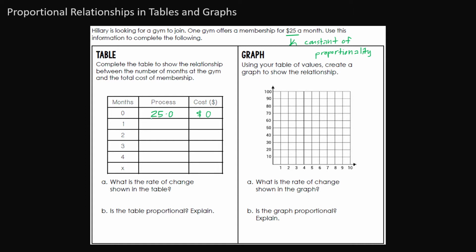If 1 month passes, we're taking that same number, 25, and multiplying it by the number of months, 25 times 1, and you get $25. 2 months, 25 times 2, $50. And we keep going down the table like this, multiplying the number of months by the constant of proportionality to get the total cost of the gym membership.